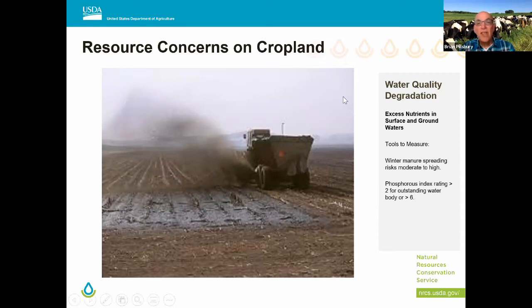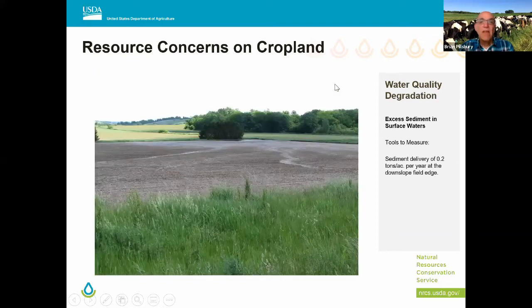And we can measure the surface water quality by looking at phosphorus concentrations in the soil and doing a phosphorus index to determine the vulnerability of the soil for phosphorus runoff, surface runoff. Or you can do a nitrate index as well to determine the water quality degradation on a soil. So this would be a water resource concern on cropland. Even excess sediment from surface water runoff, just ephemeral gullies, sediment delivery in tons per acre per year downslope. It doesn't have to be a real steep soil, but we can still have sediment delivery, which is going to cause water quality degradation in our streams.